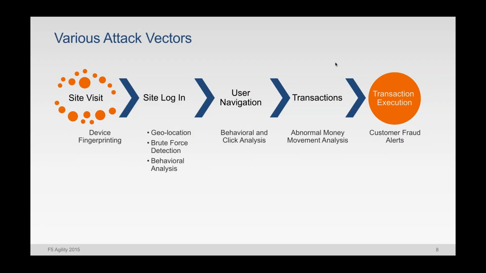Is the user navigation within the normalized behavior that I see for that user? And actually, am I seeing any abnormal money movement or any abnormal spending profile for that user? Unfortunately, modern malware now means that there are a different set of threats that bypass all of the traditional controls that we've seen.